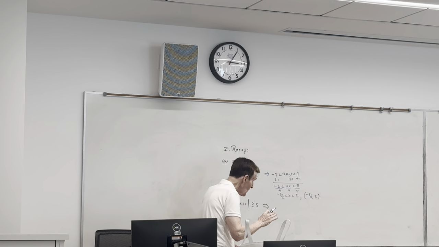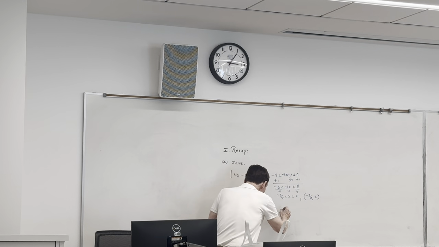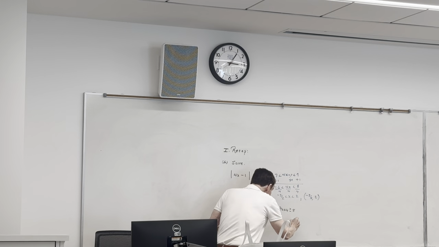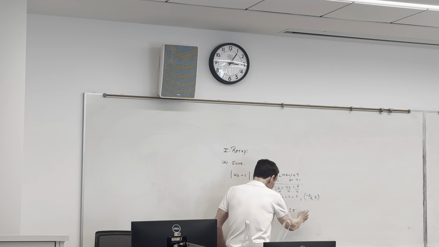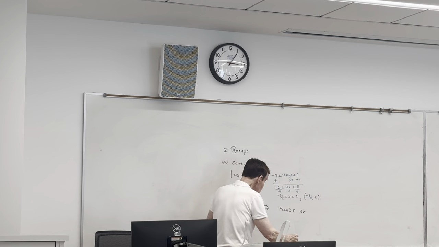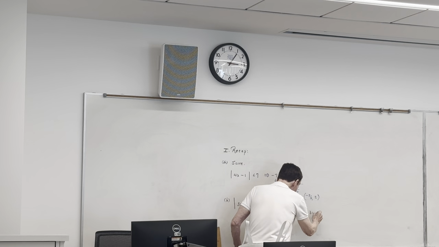Yes? 3x plus 4 is greater than or equal to 5. Okay, now 3x plus 4 is greater than or equal to 5, and I guess an 'or' here. And what's the other one? 3x plus 4 is less than or equal to -5. You guys agree?